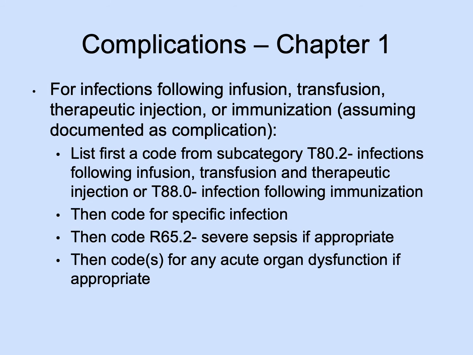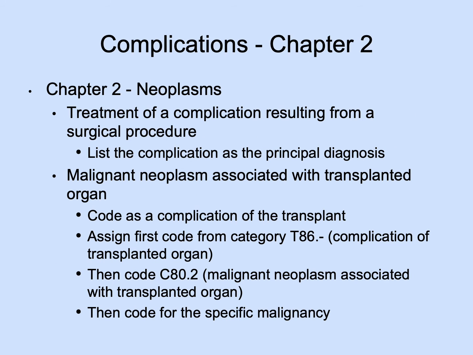For infections following infusion, transfusion, therapeutic injection, or immunization as a complication, list first a code from subcategory T80.2, infections following infusion, transfusion, therapeutic injection, or T88.0 following immunization, then a specific infection, then R65.2 if appropriate, then any acute organ dysfunction if appropriate. So lots and lots and lots of stuff on sepsis. So that's all we got for Chapter 1.